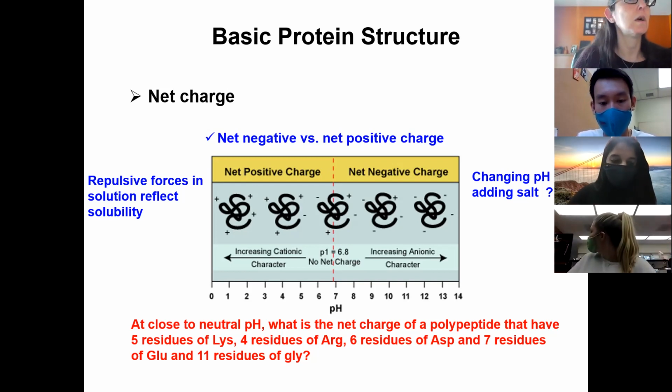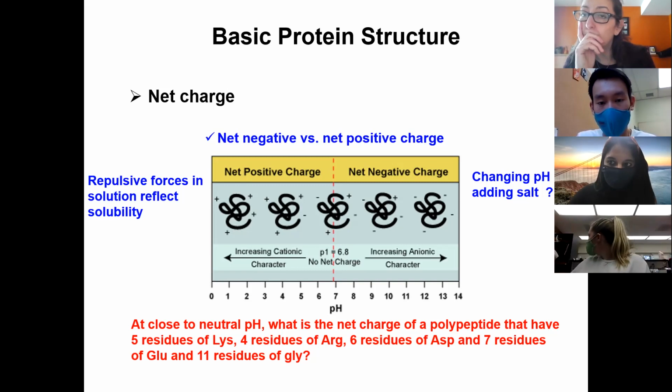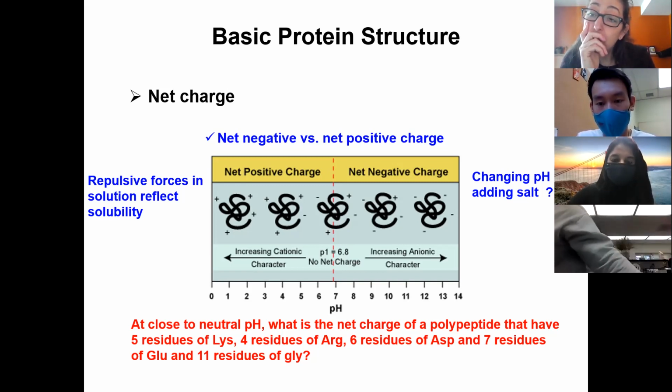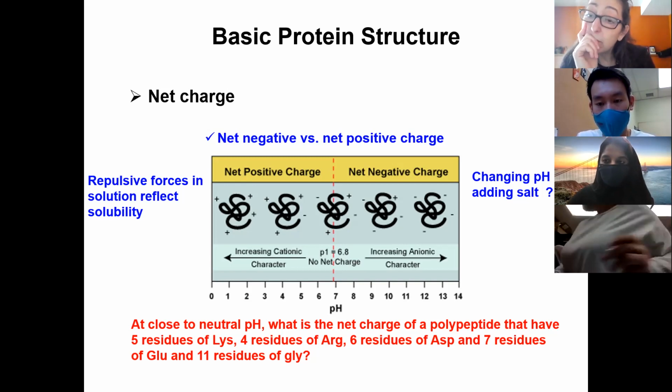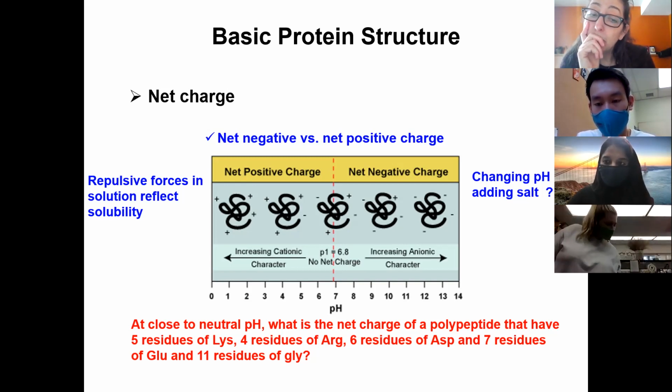Okay. Pam, I had a question. Yeah. When we approach this question that we solved, we should know the isoelectric point and then compare whether pH 7 is above or below its isoelectric point.